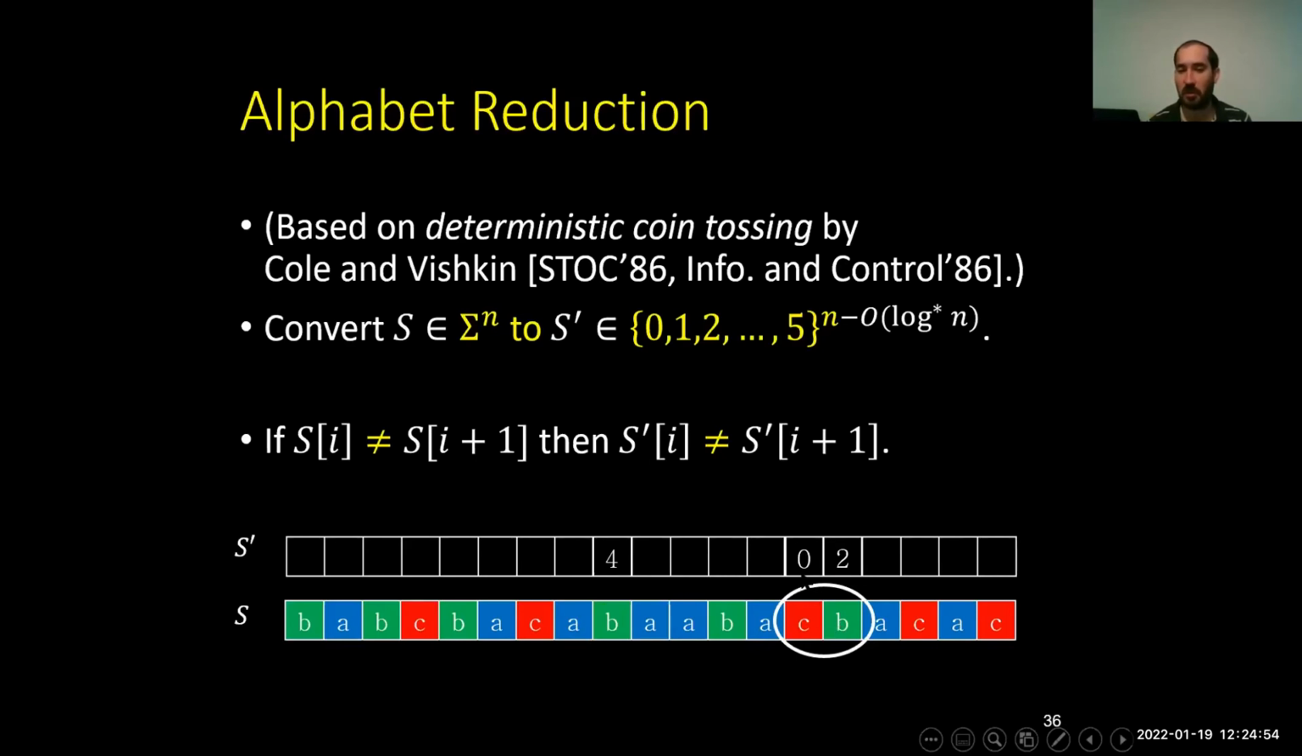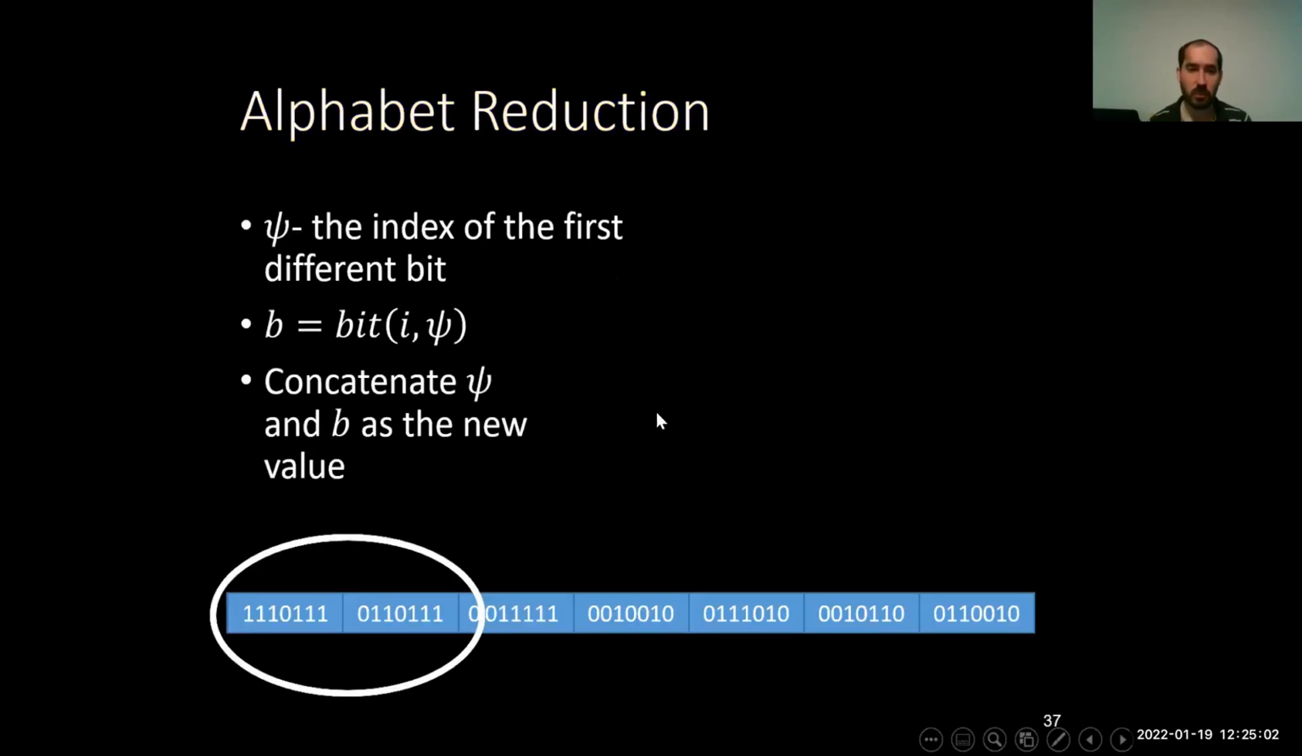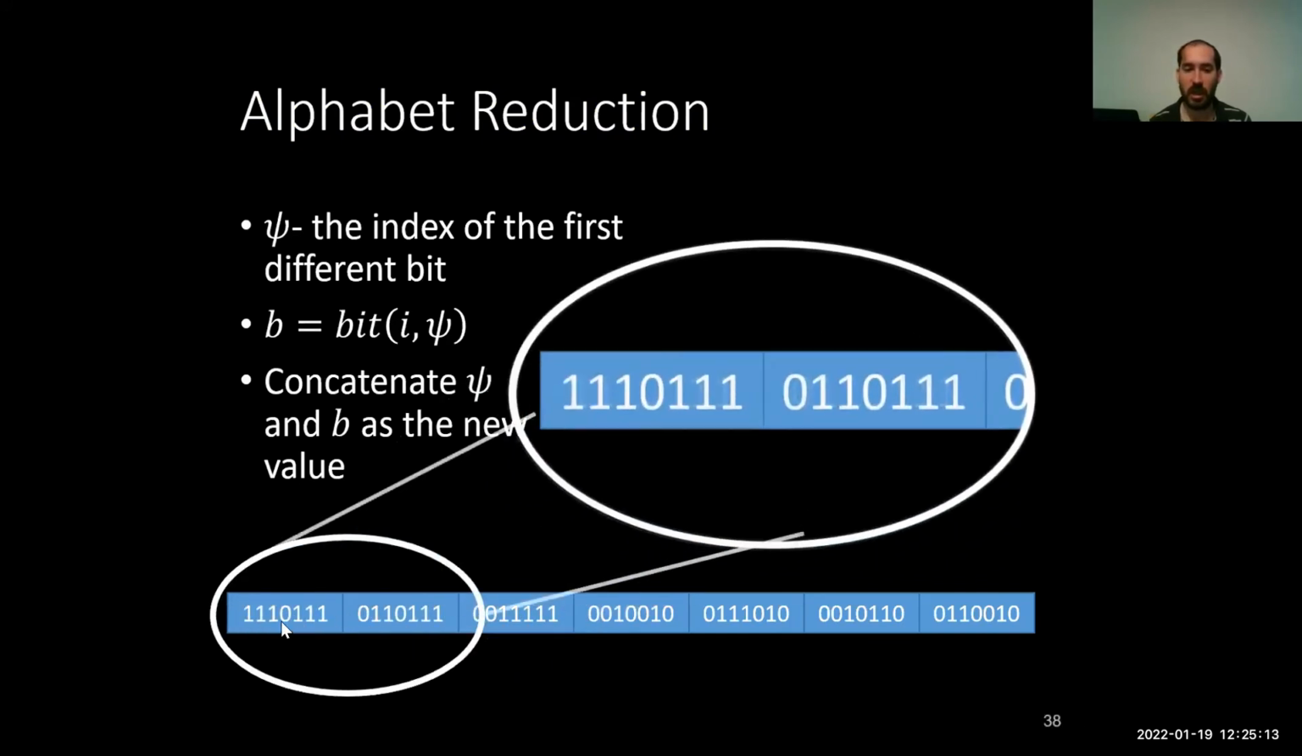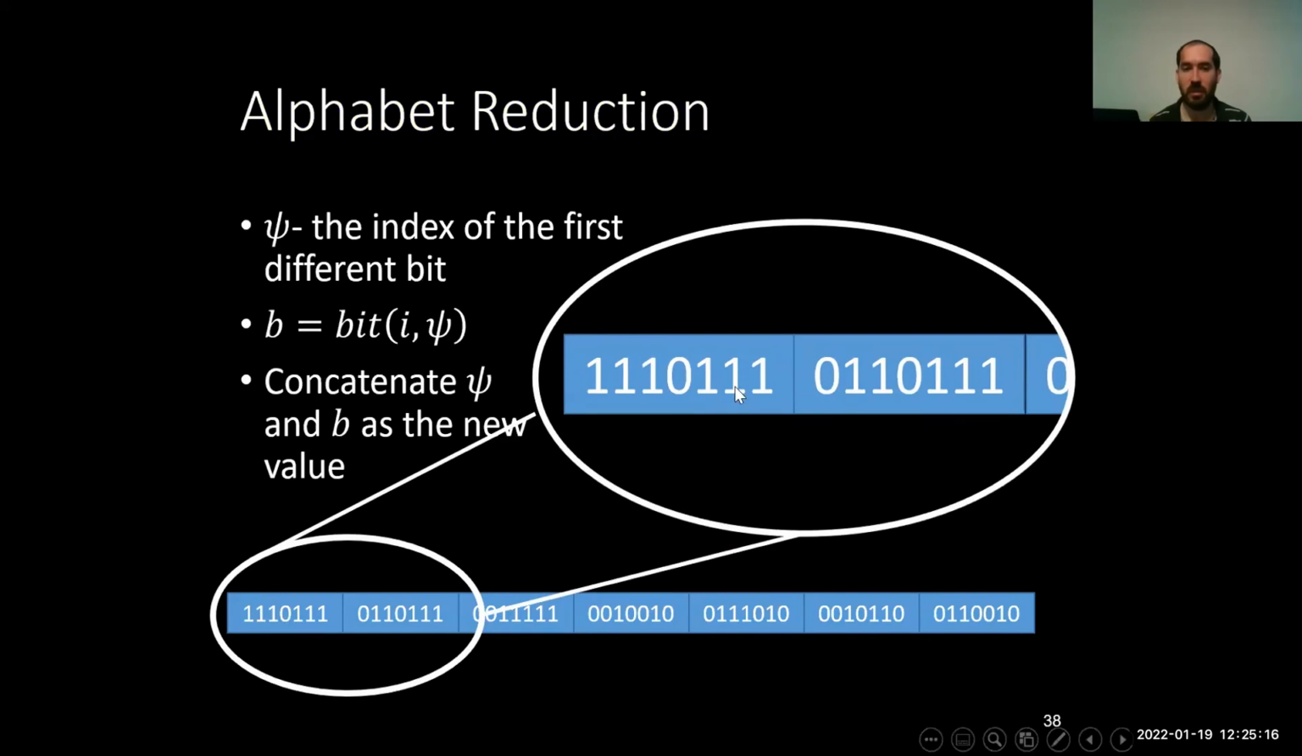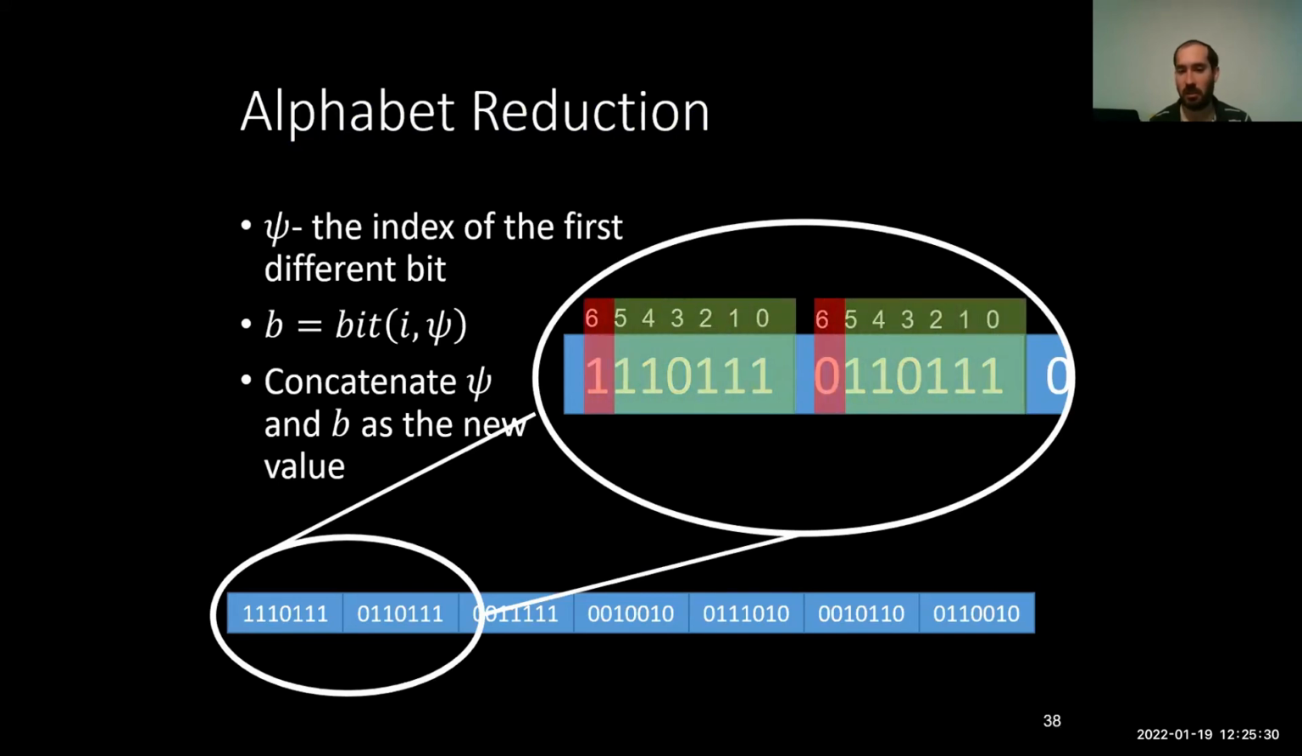All of this string, except for maybe small margins of the string, will be translated exactly the same to the constant alphabet. And I want to describe how this alphabet reduction works. So we look at our input in its binary encoding, and for any position i, if this is the encoding of Si, we are looking at the encoding of Si and the encoding of Si plus 1, and we are looking for the least significant bit, the first bit from the right, where the two strings are different. In this case, it's the bit at index 6.